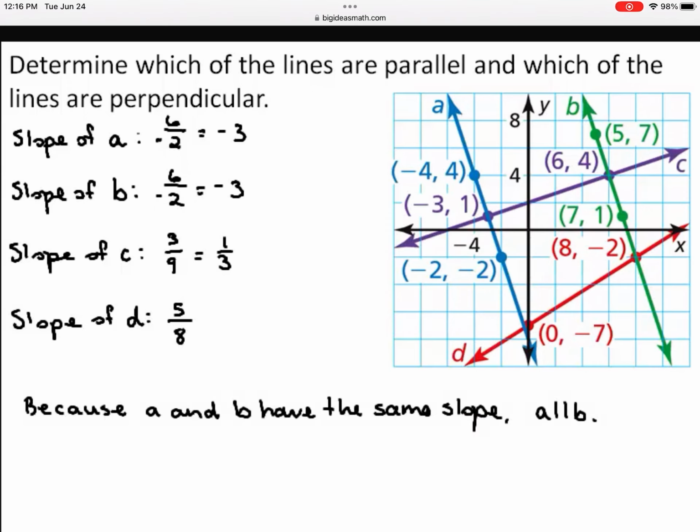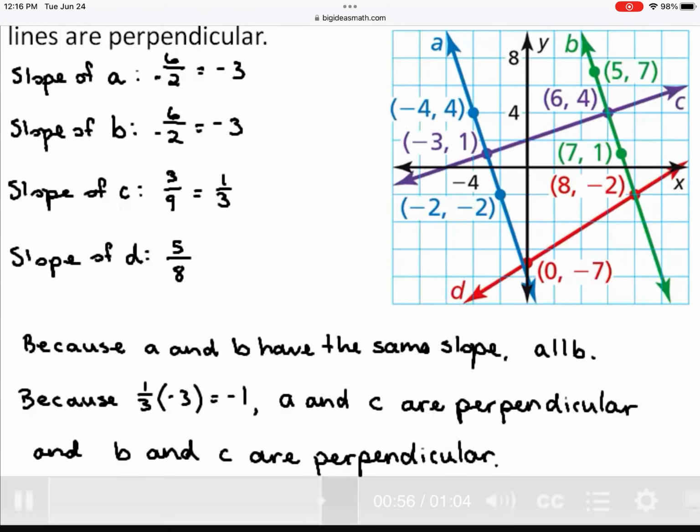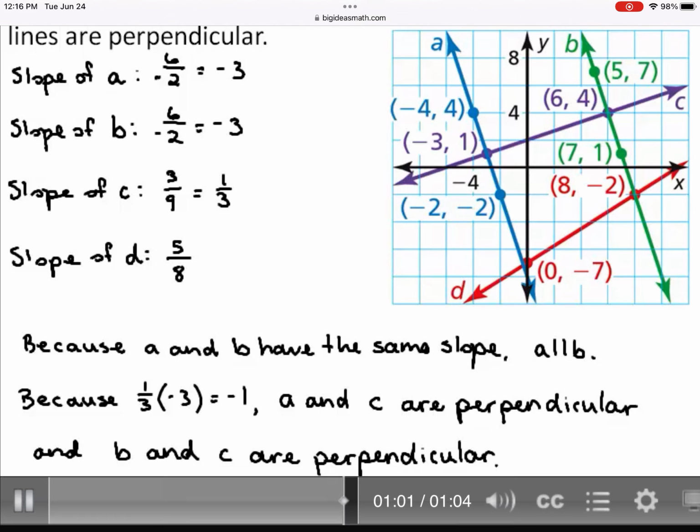So because line A and line B have the same slope, line A is parallel to line B. Because 1/3 times -3 equals -1, line A and line C are perpendicular, and line B and line C are perpendicular.